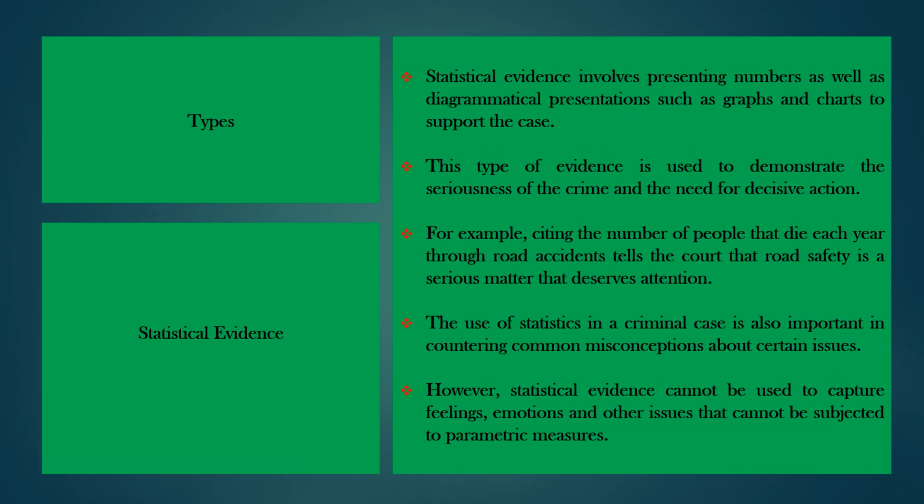The other type of evidence that might be provided in a criminal case is the one that we call statistical evidence. Statistical evidence involves presenting numbers as well as diagrammatical presentations, such as graphs and charts, to support the case. This type of evidence is used to demonstrate the seriousness of the crime and the need for decisive action. For example, citing the number of people that die each year through road accidents might persuade the court that road safety is a serious matter that deserves attention.